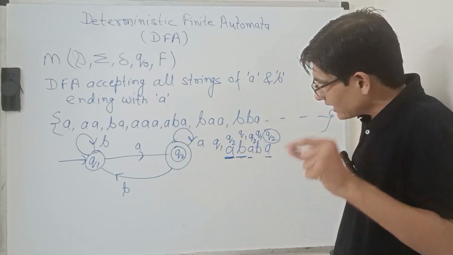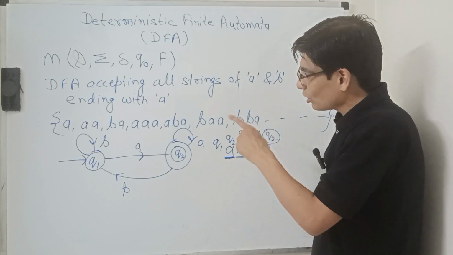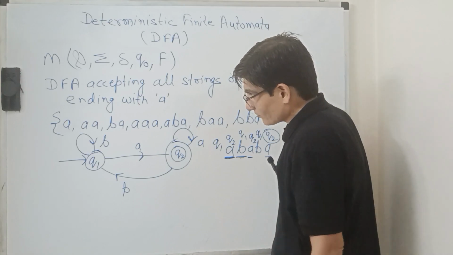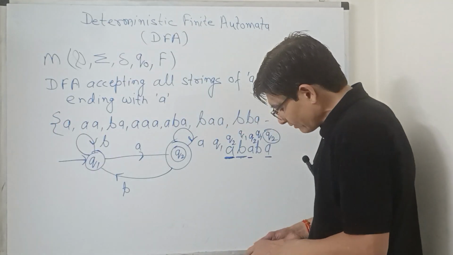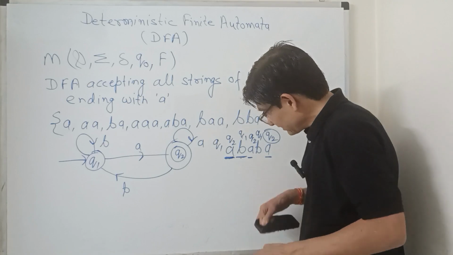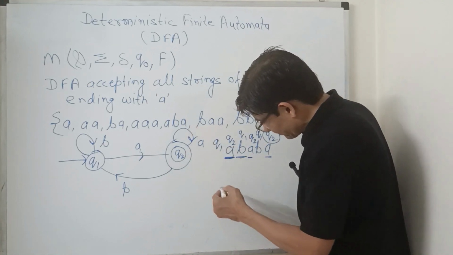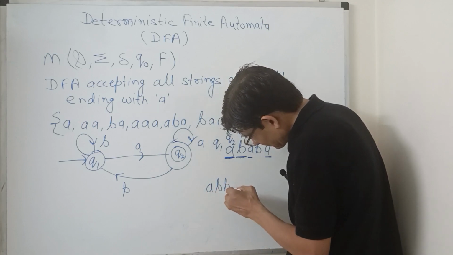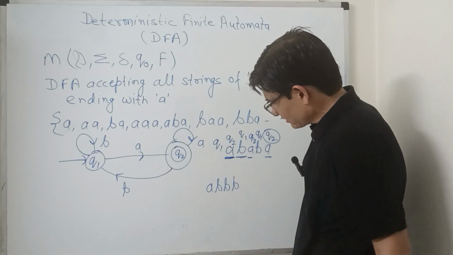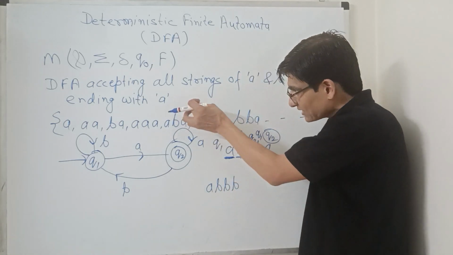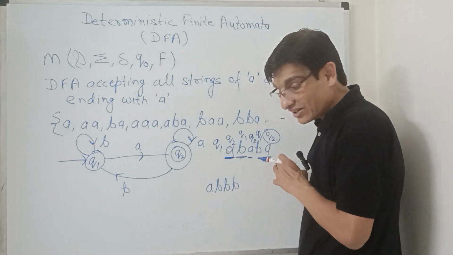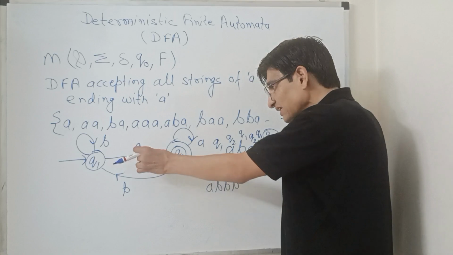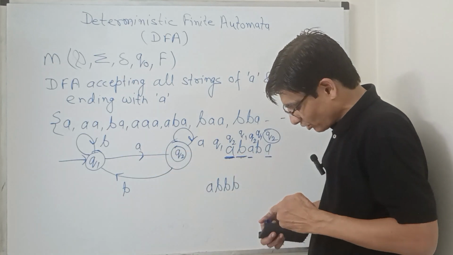Now I will take one more example string which is not a part of this language. So I can have A, B, B, B. Is this string a part of this language? No, because it is not ending with A. Sorry, it is ending with B. So let's see whether this machine accepts this string or not.